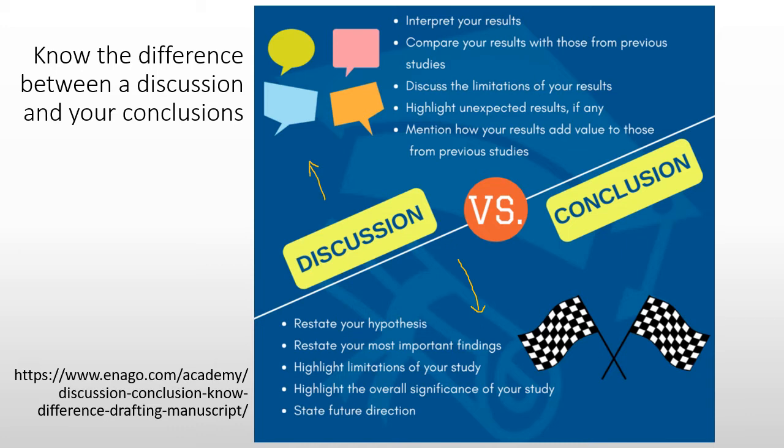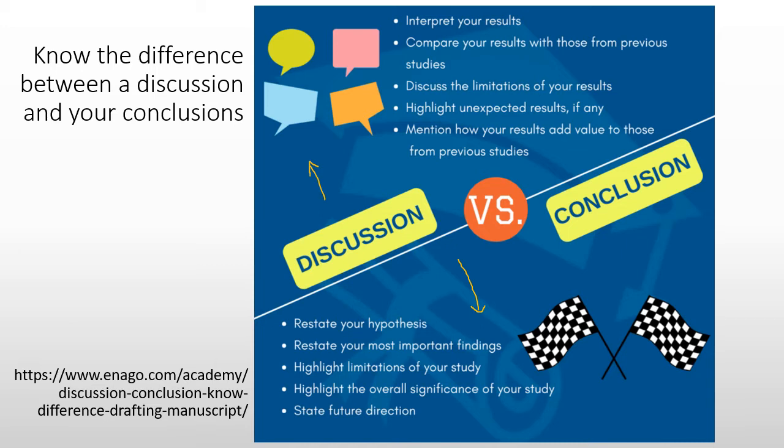Are there gaps in your research? Is there something that should have been added to that? And then also you can highlight any unexpected results. So if you have really strange outliers in your data, you can talk about those as well. And then also mention how your results add value to previous studies. So if you know that you're contributing something new to the science, then obviously you need to include how that will change people's perception of that part of science.